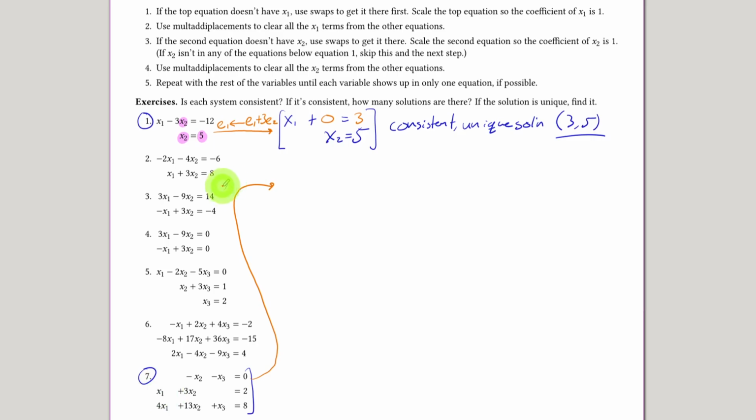So we're going to do that, and this is now going to look like x1 plus 3x2 equals 2. The second equation is negative x2 minus x3 equals 0. And the third equation doesn't change.